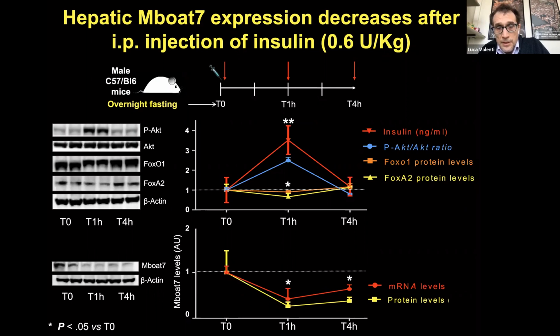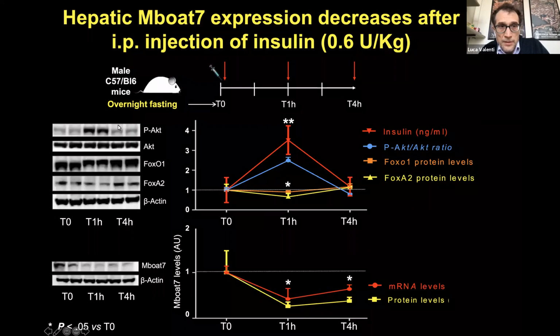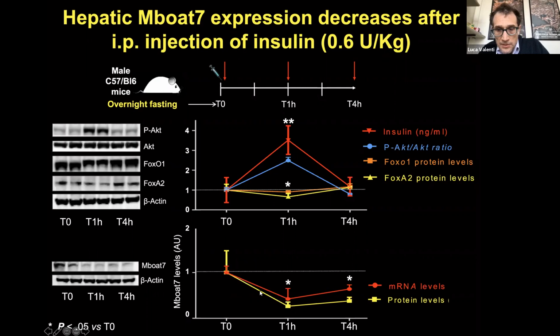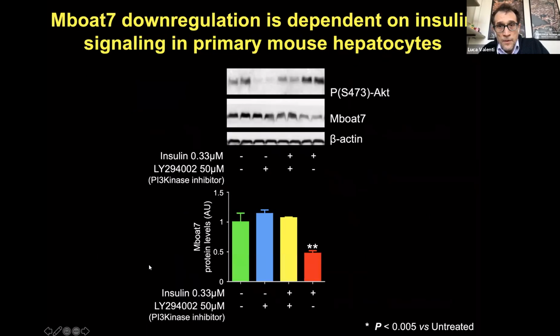Indeed, during this experiment with insulin tolerance test, you can see here that there is even more marked activation of the insulin signaling pathway. Phospho-AKT increases in a very short time in this model, as highlighted here in this Western blotting. And this is associated with a marked decrease in expression of Ambos7. You can see here this Western blot.